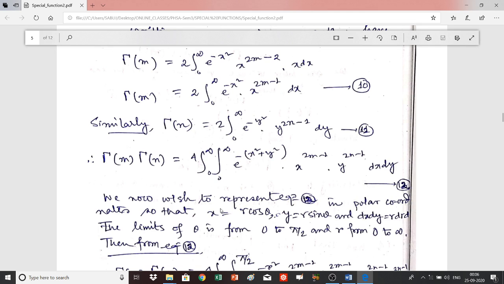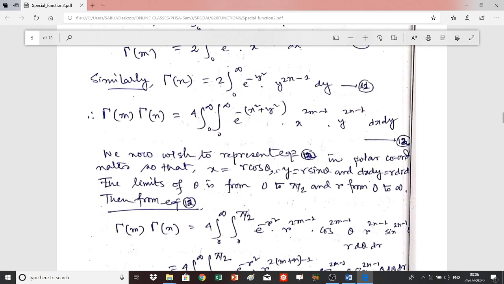And the limits of integration will be, as you know earlier, theta from 0 to pi by 2 and r from 0 to infinity. So then from equation 12, you can write the product of gamma m and gamma n is equal to 4 times the integral from 0 to infinity, then 0 to pi by 2, of e to the power minus r square, and then r to the power 2m minus 1 into cos theta to the power 2m minus 1. Just substitute r cos theta instead of x, so that will give you this.